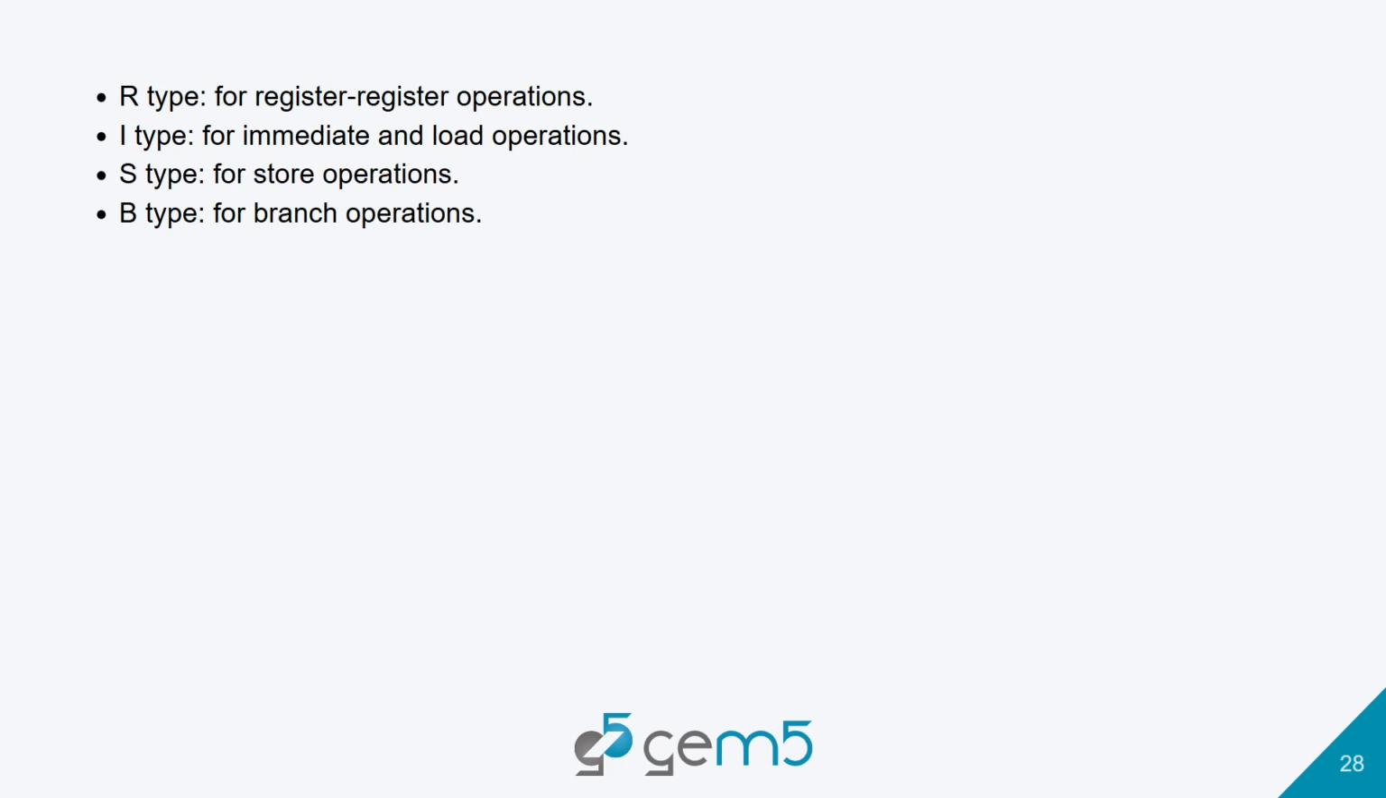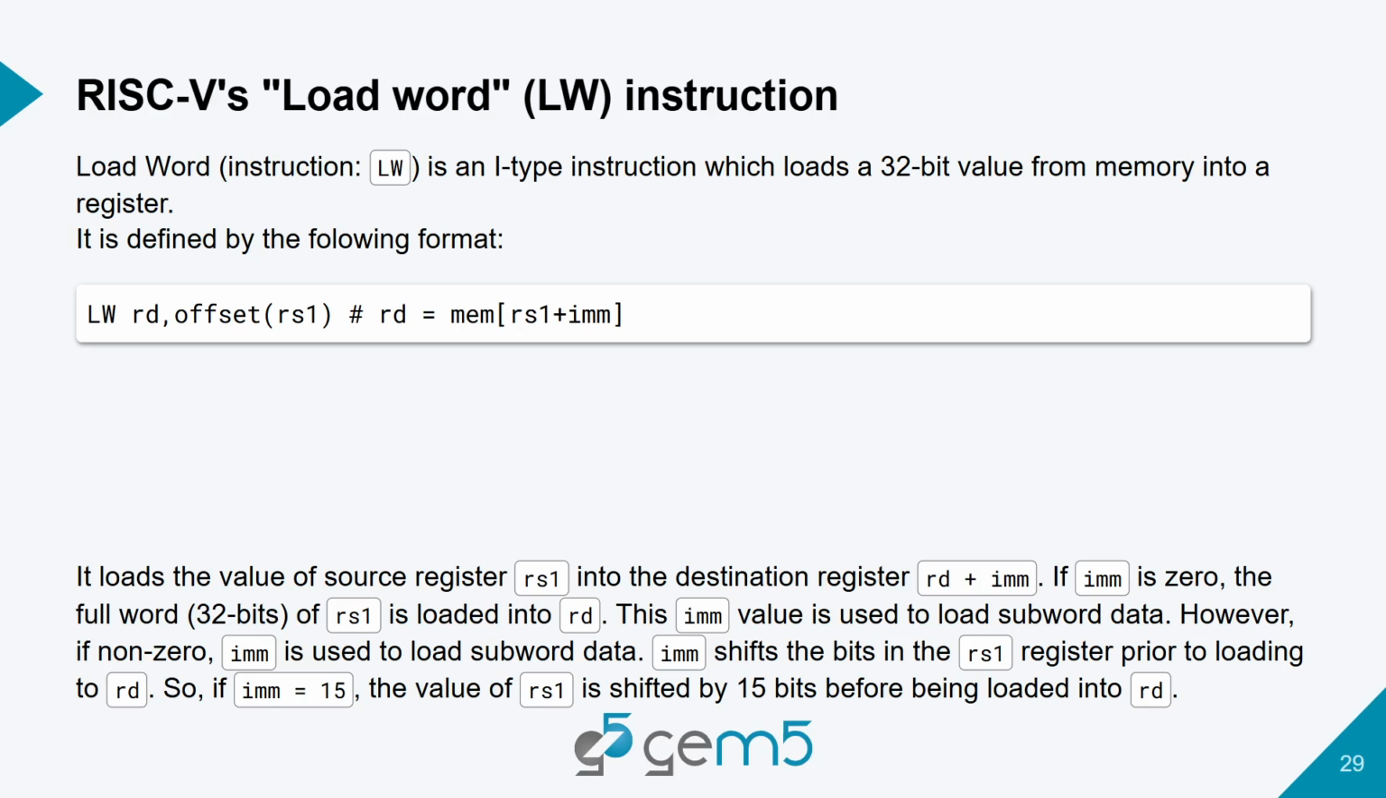I'm not going to go over this. These are just the types in RISC-V. So the RISC-V load word instruction is an I-type instruction, which loads a 32-bit value from memory into a register. So this is a memory instruction. If we're using timing mode, we will have to have the initiate access and complete access functions used. This is the definition here.